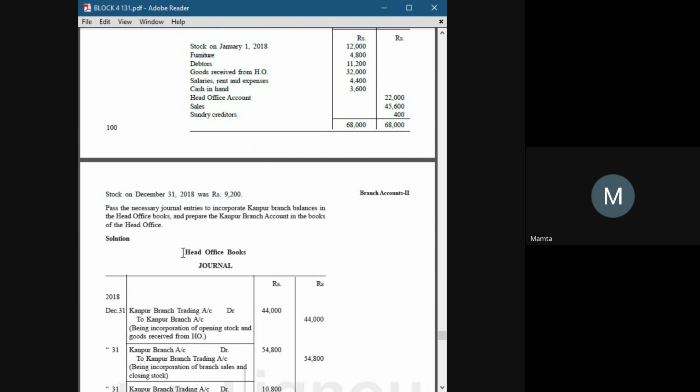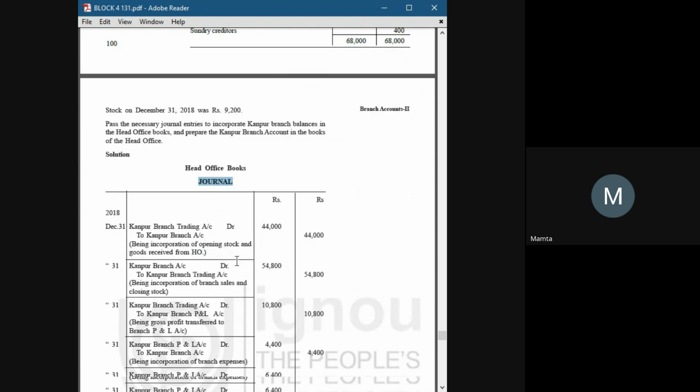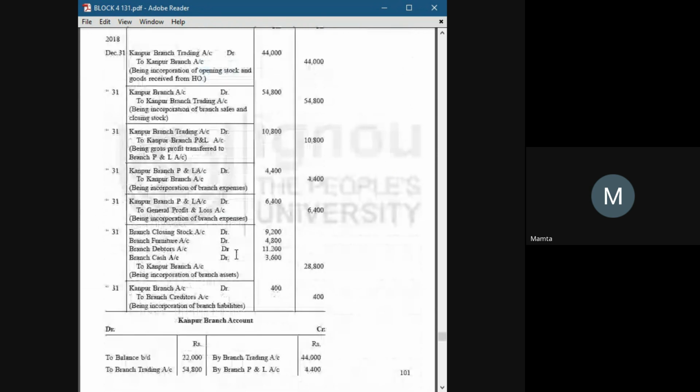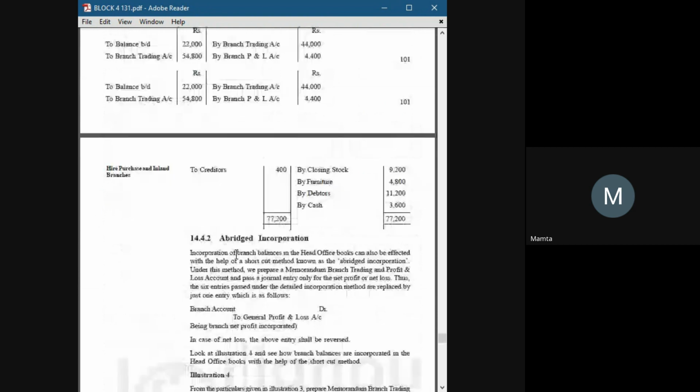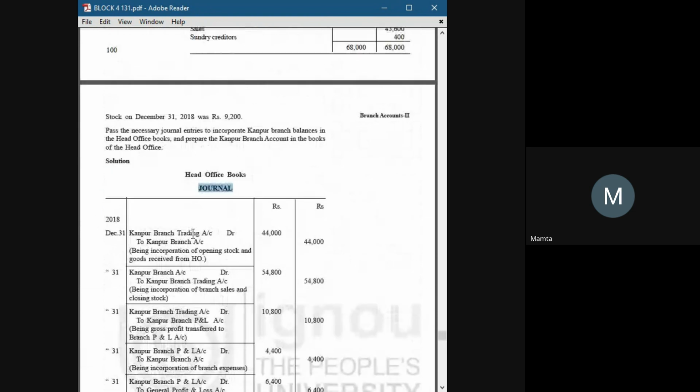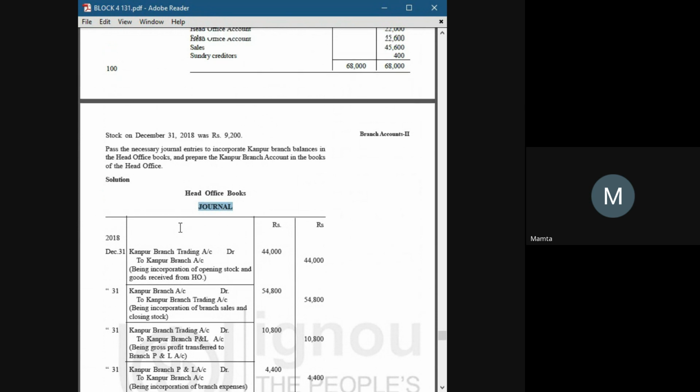Okay, head office books, the journal entries we would pass. With the detailed incorporation, the first entry would be passed for the trading account only.